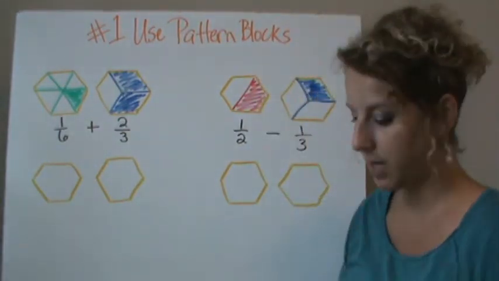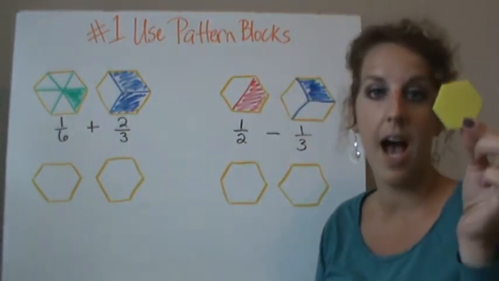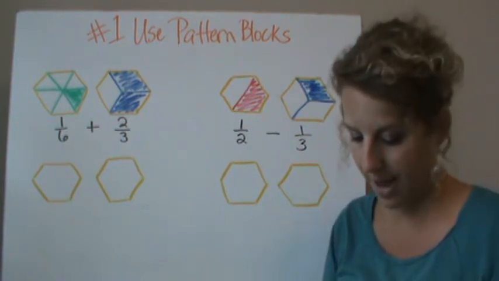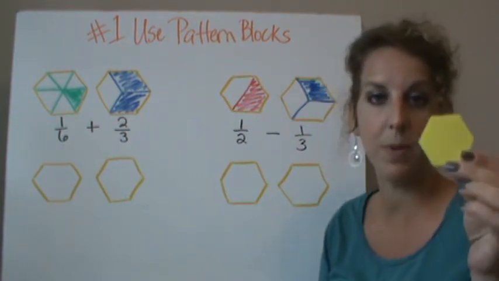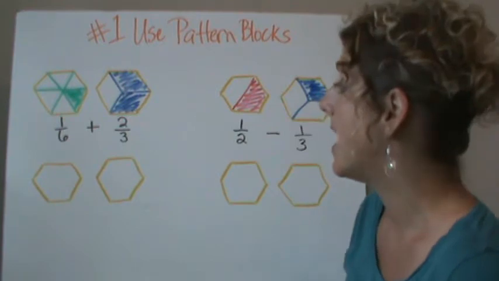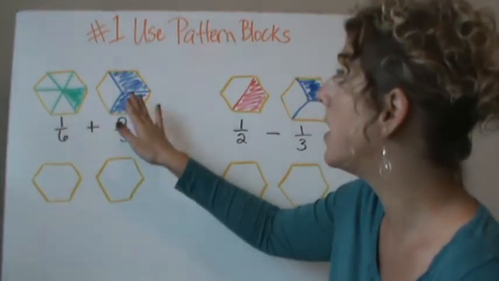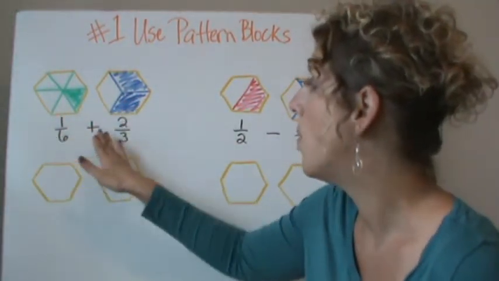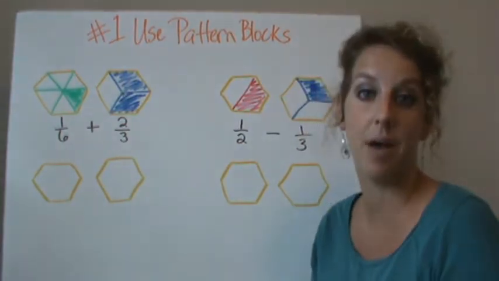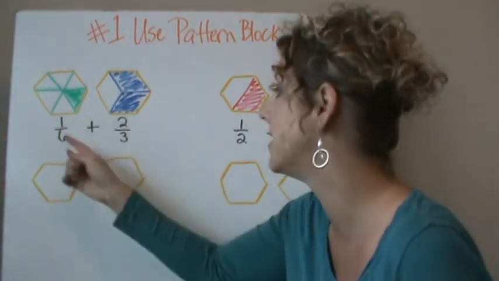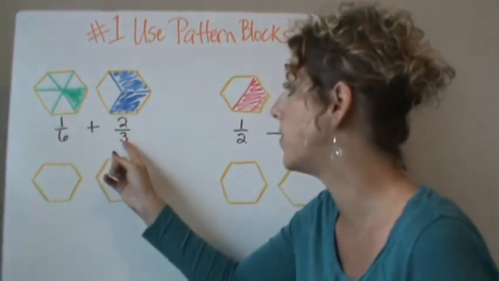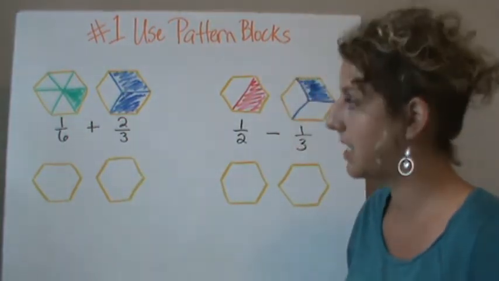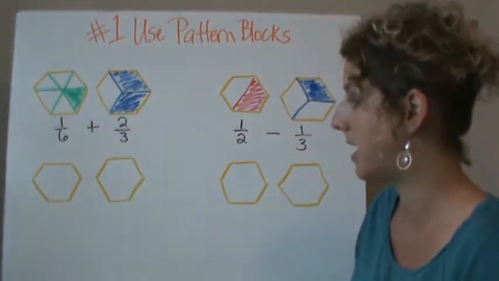The first method we're going to use is our hexagon and our pattern blocks. So this represents one whole, and we're going to look at each equation to see if they first have a common denominator, and in this case they do not. 1/6 plus 2/3. So we can't add them together until we have a common denominator.